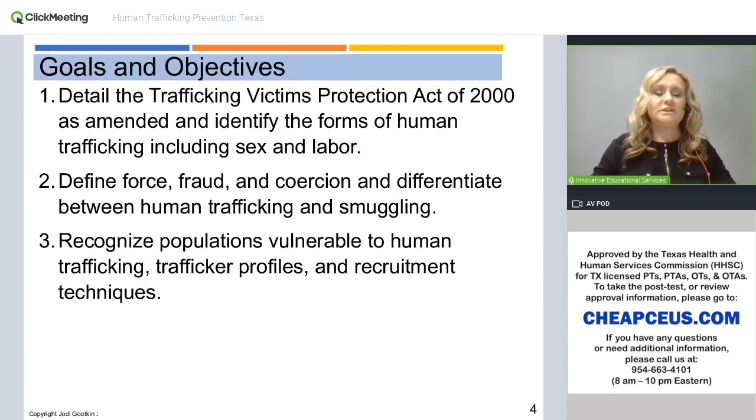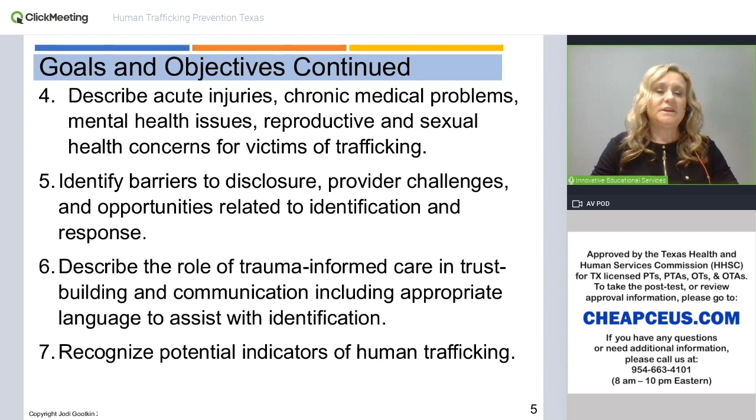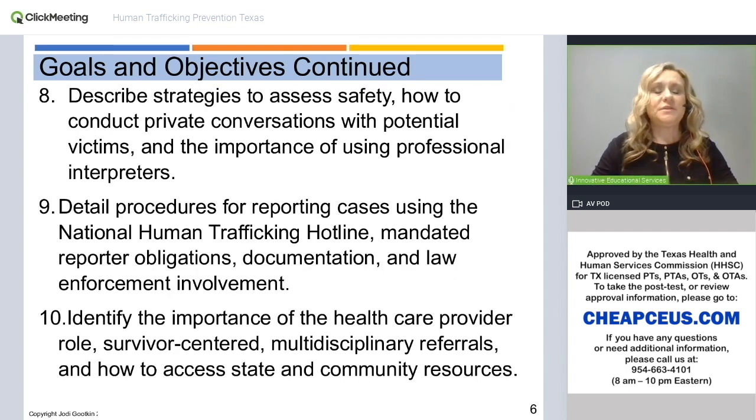The goals and objectives of this course will focus on the legal definitions related to human trafficking, ways that we can identify individuals who are potentially victims of human trafficking, as well as the health conditions that they experience, and how to safely interact with an individual who is potentially a victim, report tips, and connect them with appropriate resources.